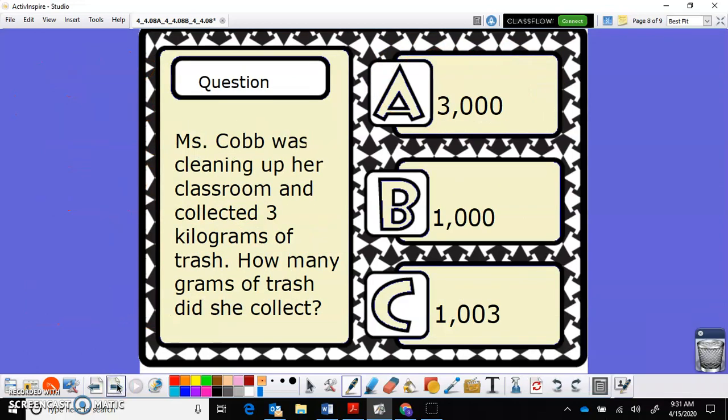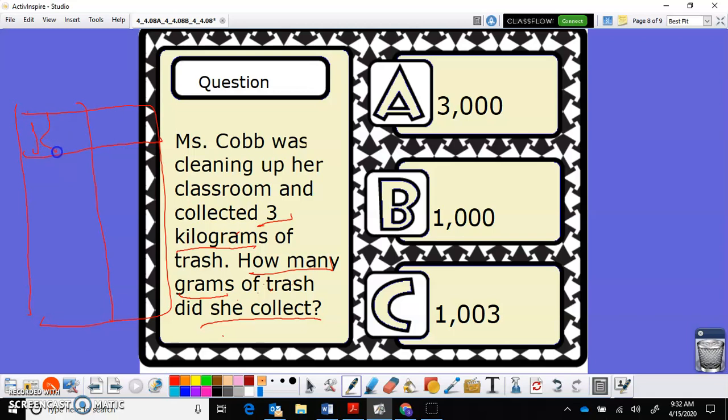Okay, got another one. Miss Cobb was cleaning up her classroom and collected 3 kilograms of trash. How many grams of trash did she collect? So we know the kilograms, there were 3 of them, 3 kilograms, but how many grams is that equal to? So draw my input-output table. This time, the information we have is the kilograms. We're looking for the grams.